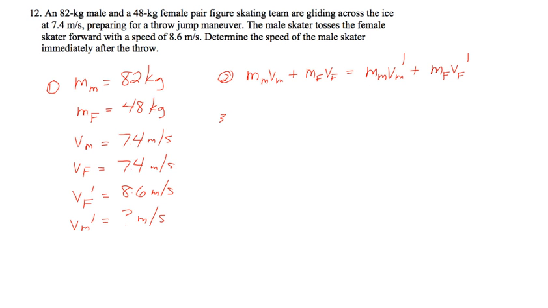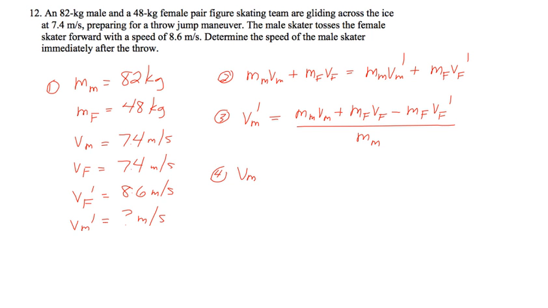So when all of that is done, the velocity of the male after he throws his partner is going to be the mass of the male times velocity of the male, plus mass of the female times velocity of the female. Now we're going to move this term to the other side, so that's going to be negative on the other side. So it's going to be minus mass of the female times velocity of the female after. And then that's going to be divided by the mass of the male. And so, plugging in the numbers, hopefully we'll come up with the right answer.